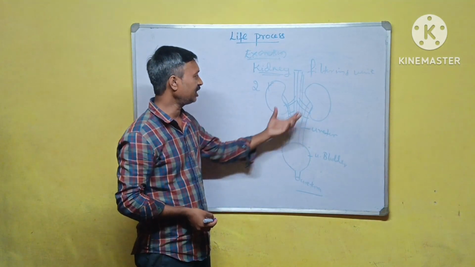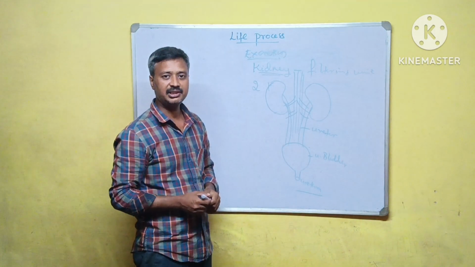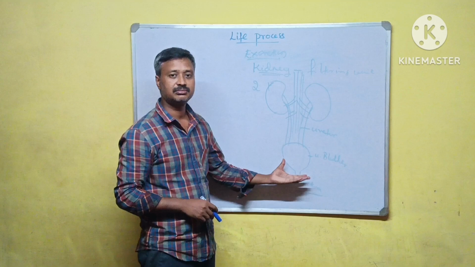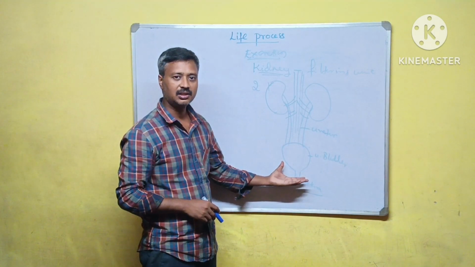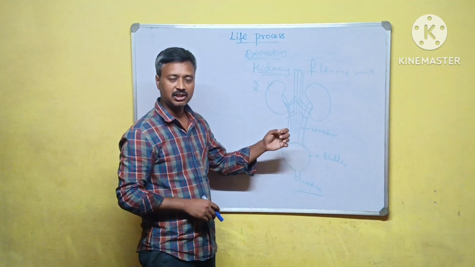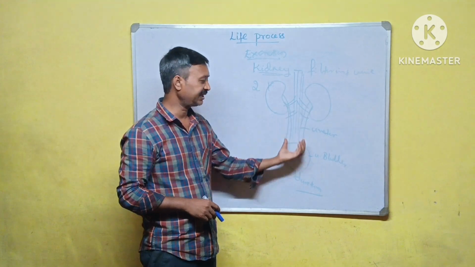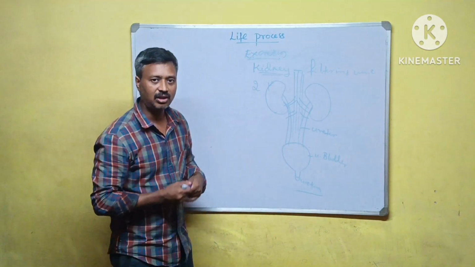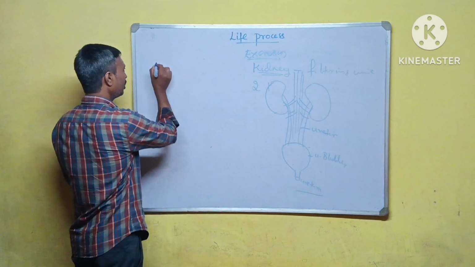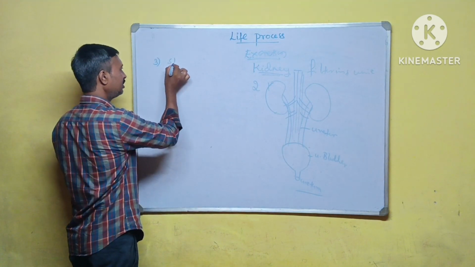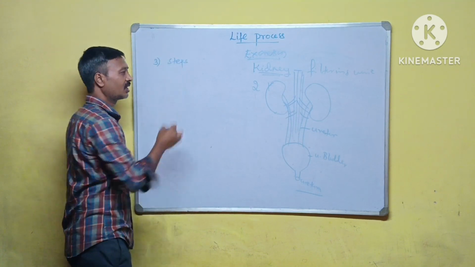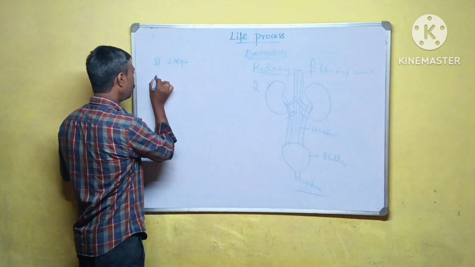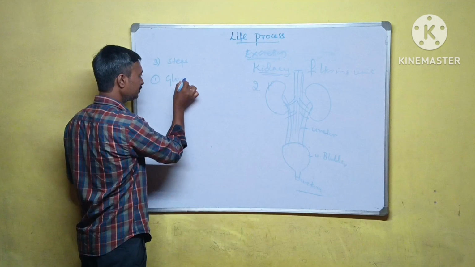So blood filters in the kidney. This is our excretory system. Is it clear? What is excretion? Pictures, components of the excretory system, diagram of the excretory system. Now how does blood filter? In three stages, in three steps. First one, glomerular filtration.